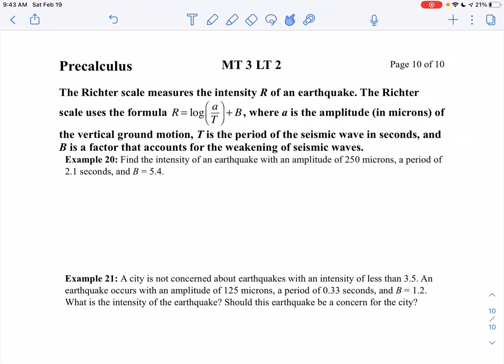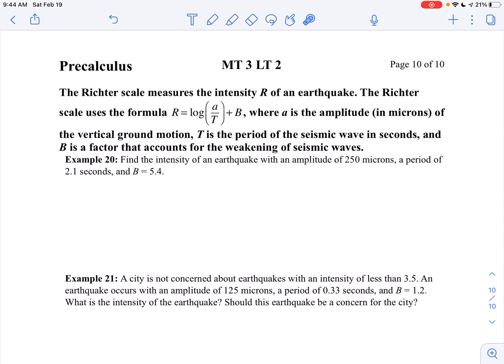Here we have an application of a logarithmic equation. It's the Richter scale. If you think of earthquakes, it uses this formula. A is the amplitude in microns. T is the period, the vertical motion of the periodic wave, in seconds, and B is the factor that accounts for the weakening of seismic waves.